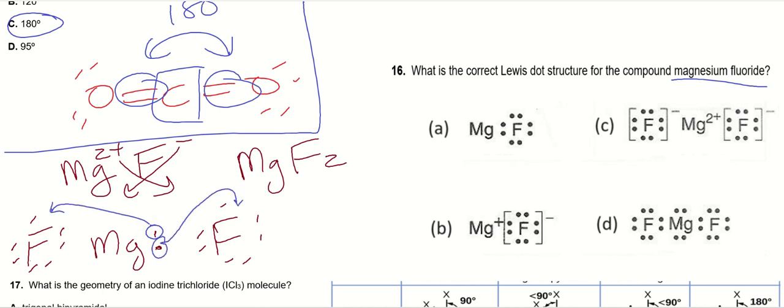This ionic bond is a metal and a non-metal, so we know that's an ionic bond, so we're going to transfer these electrons. Magnesium losing its 2 electrons is going to be a 2 positive cation, and then fluorine each are going to gain an electron, and C is the answer.